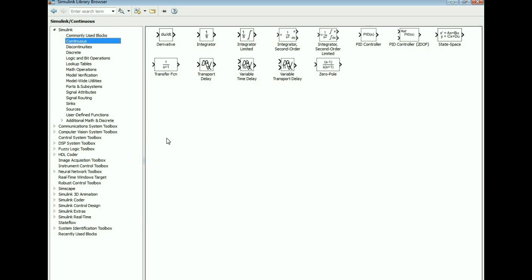Now, under the Continuous block, there are many types of operations which we can do on signals, like derivative, integrator, PID controller, state space model, transfer function, and transport delays, etc.